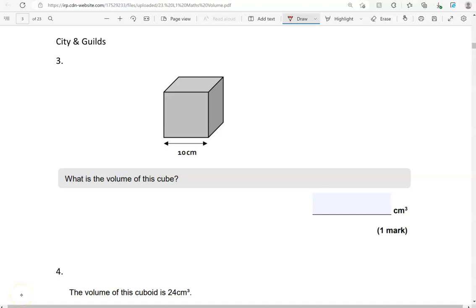What is the volume of this cube? So we've got side length 10 centimeters. So width will be 10 centimeters and height will be 10 centimeters because this is a cube. So to work out the volume, we'll do 10 times 10 times 10. 10 times 10 is 100. 100 times 10, that is 1000.